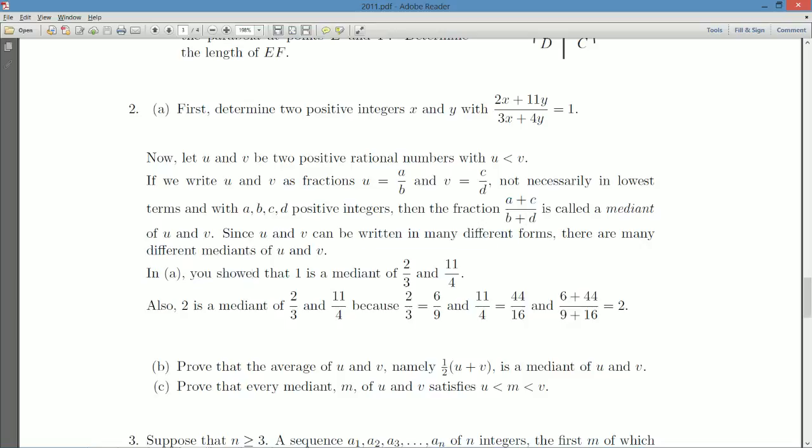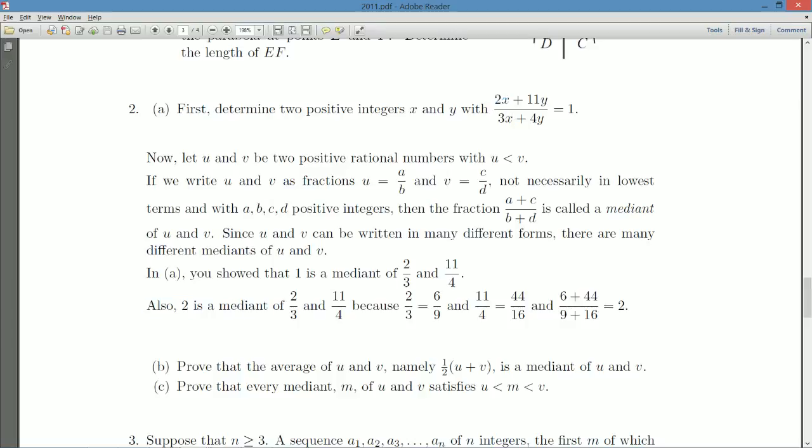Okay. In A, we showed that 1 is a mediant of 2/3 and 11/4 because we found that 14 over 21 plus 11 over 4, the mediant there is 1. So we definitely wrote u in a different form, 14 over 21.